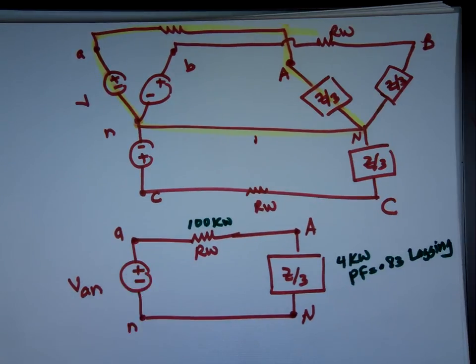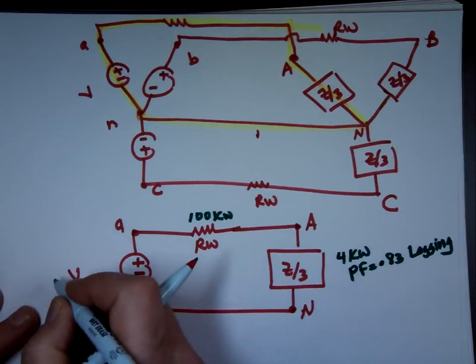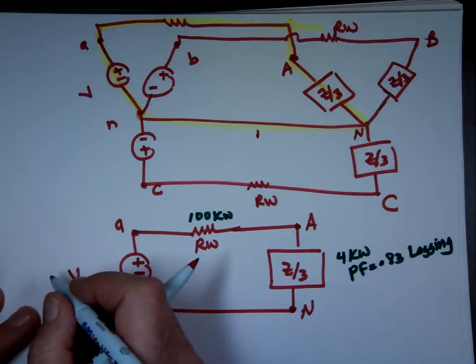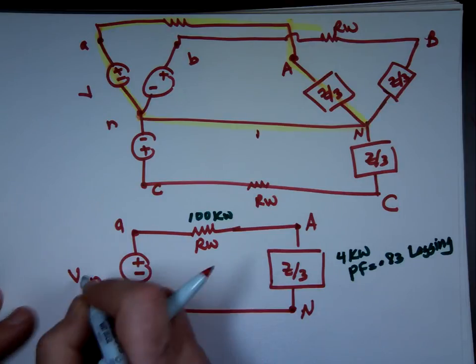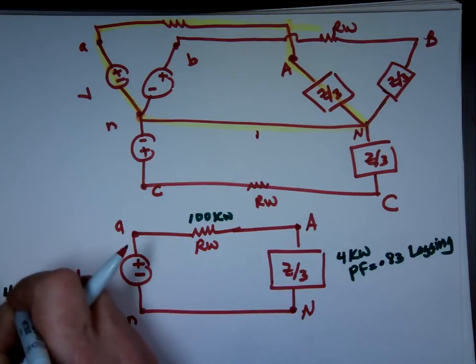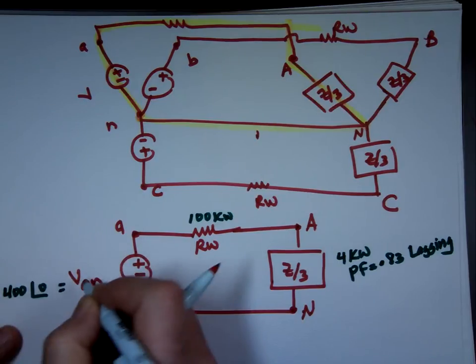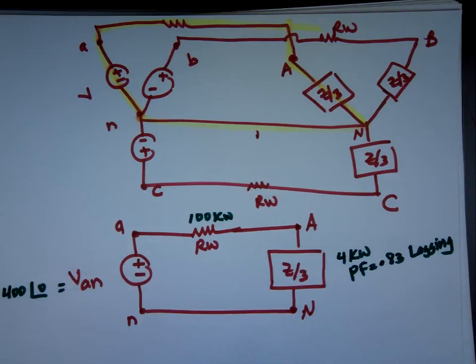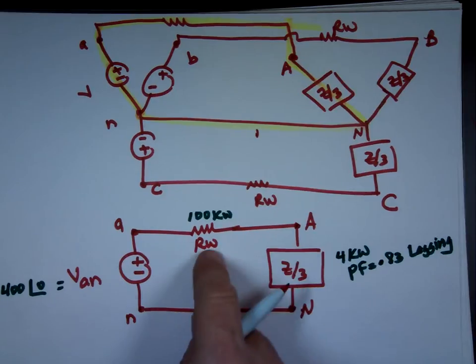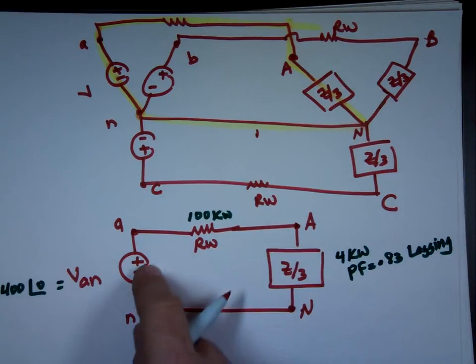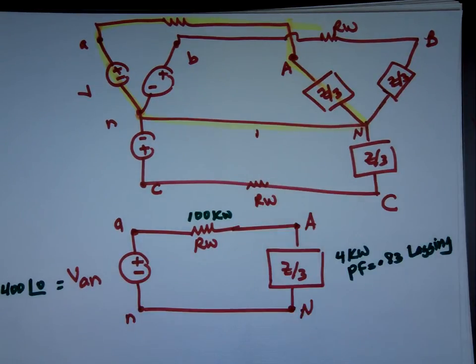We know what VAN is. This is what? Was it 400 angle 0 in the problem? Yep. 400 angle 0. That was given to us. Is there a way now I can figure out RW from this little tiny circuit? So circuit-wise, we shrunk the problem. The question, how would I solve this?